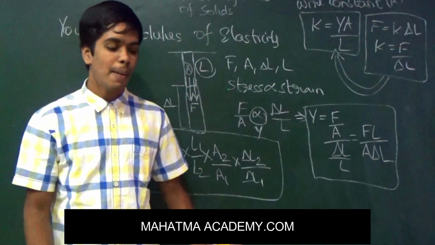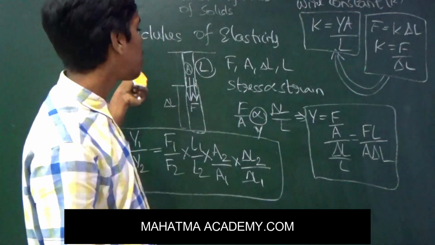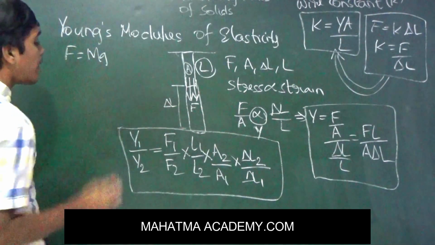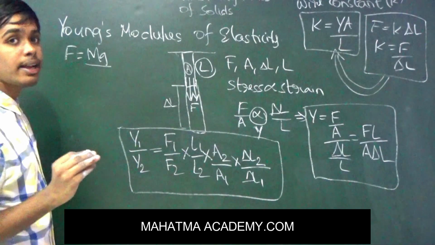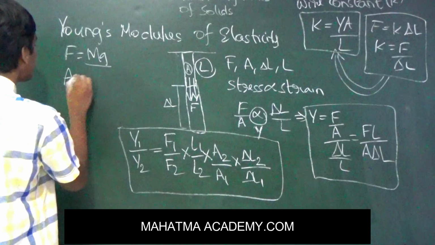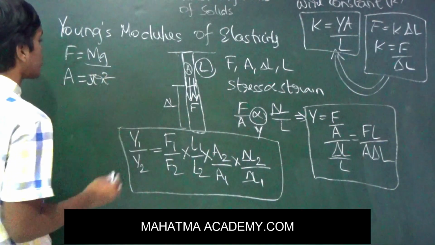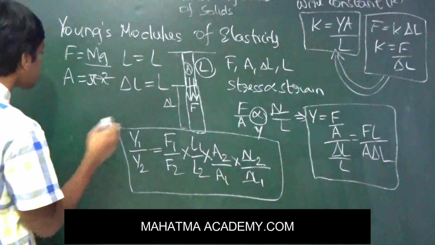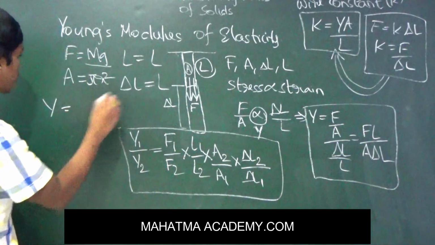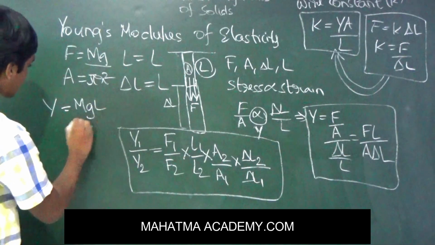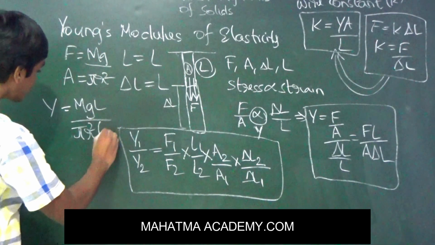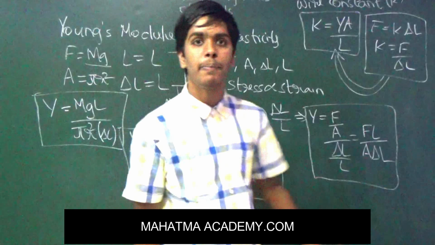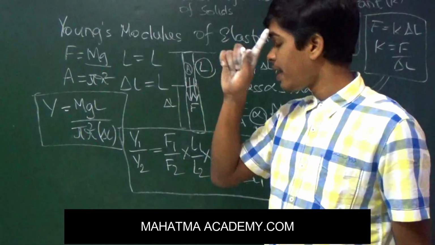Okay. Now we have completed the concept of Young's modulus. There is some more. F is equal to mg, if they have given mass and gravity in place of force, and area is equal to pi r square, and L is equal to L, delta L is equal to L. Now Y is equal to mgL upon pi r square into delta L. Now we have completed the concept of Young's modulus.